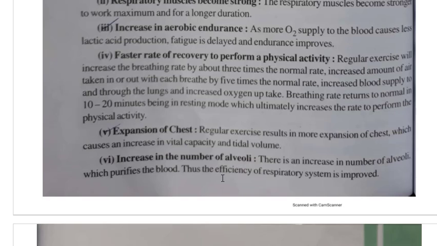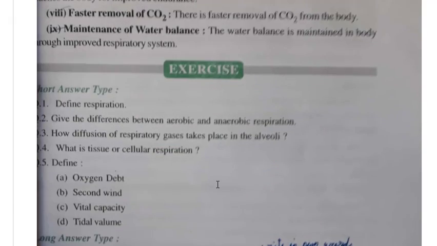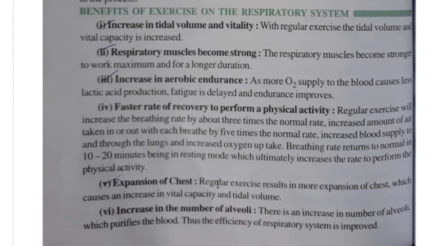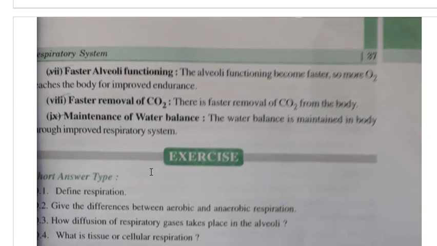Increase in the number of alveoli. There is an increase in number of alveoli, which purifies the blood. Thus, the efficiency of respiratory system is improved. So, because of exercise, the number of alveoli will also increase, and thus because of the increase in number of alveoli, our respiratory system performance improves. It purifies blood more. Faster alveoli functioning. The alveoli functioning becomes faster, so more oxygen reaches the body for improved endurance.